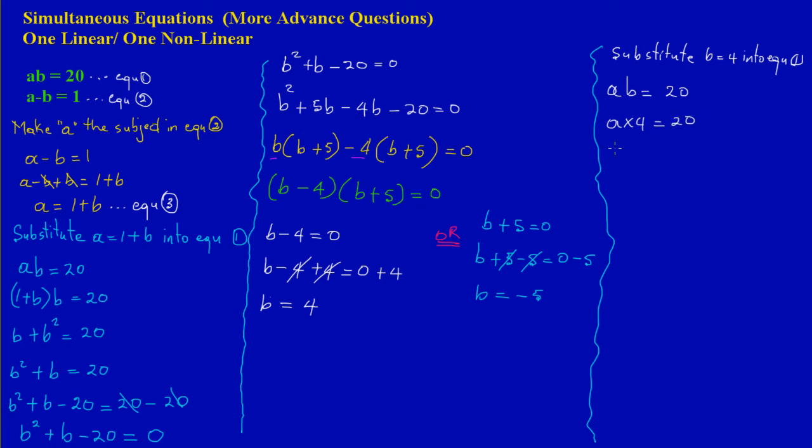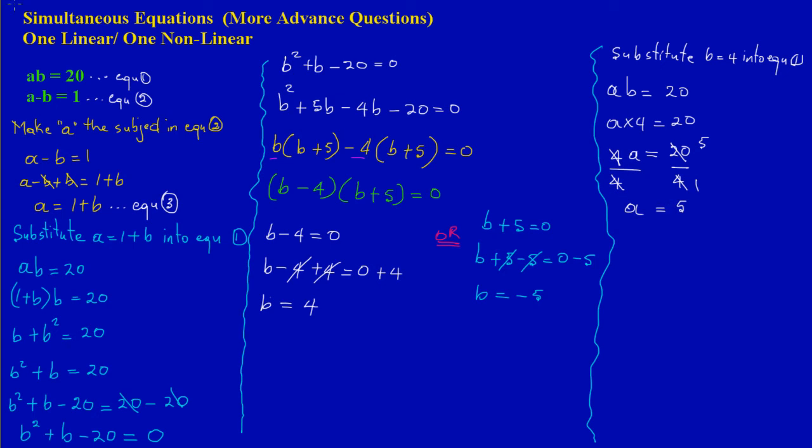So really this is a times 4, the same as 4a is equal to 20, and since 4 is multiplying a, I'm just going to divide through by 4 to get the value for a. So 4 will cancel 4, so a is equal to 4 into 20, which goes 5 times. So obviously a is 5. Now I found the corresponding a value when b is equal to 4.